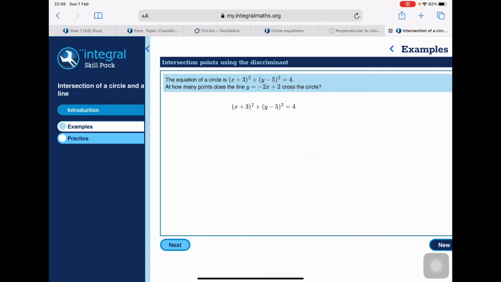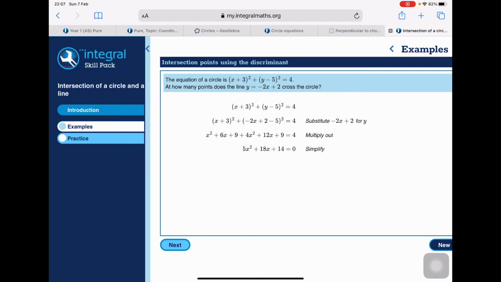So we need to substitute y equals negative 2x plus 2 into the equation. So replace the y with negative 2x plus 2. Then we will get a quadratic equation. So here it is. Now you could solve it to work out what the two x values are, or if there are any x values.